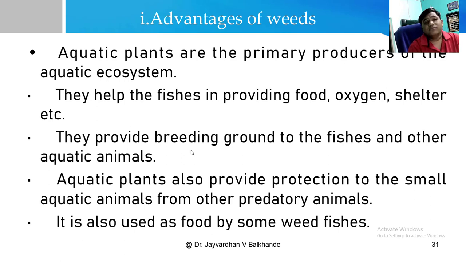Next, aquatic plants also protect small aquatic animals from predatory animals. If aquatic weed is present in the water body, the small fishes can easily be protected by these weeds from their enemies, their predators. It is also used as food by some weed-eating fishes. For example, weeds are consumed by the grass carp, so they can also act as food. So these are some advantages of weeds.